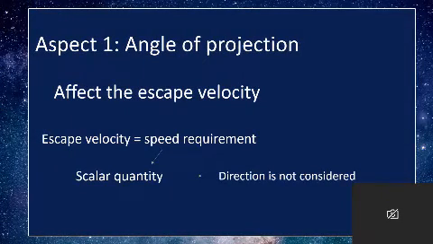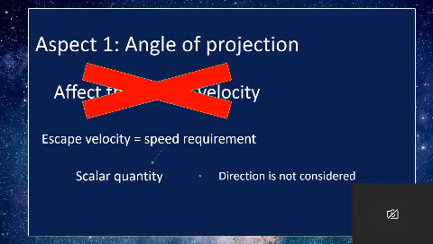Let's begin with a look at the first aspect affecting the escape velocity, which is the angle of projection. As we found out, there is no relation between the escape velocity and the first aspect. That's because escape velocity itself is a speed requirement for an object to leave the surface of a planet, star or satellite. Therefore, speed is a scalar quantity which won't affect the final value. We can also verify this by solving a simple problem.